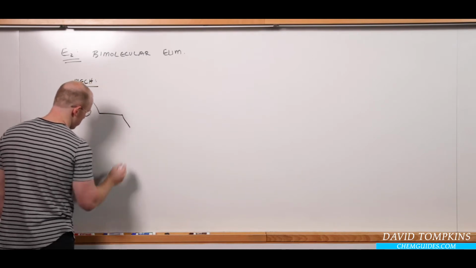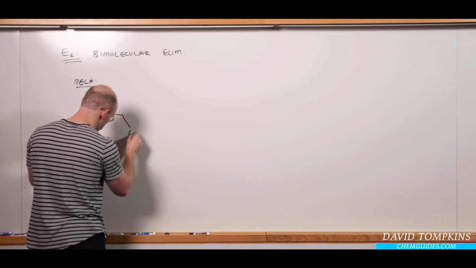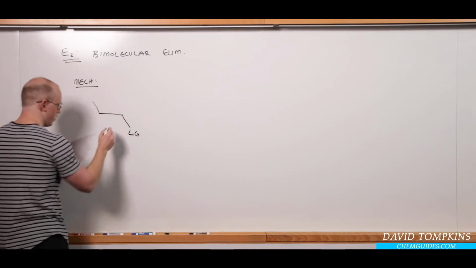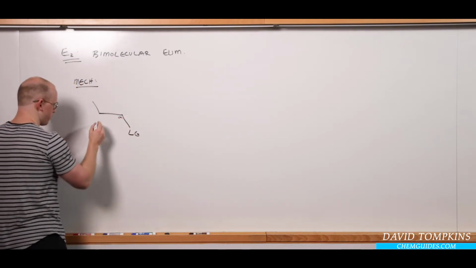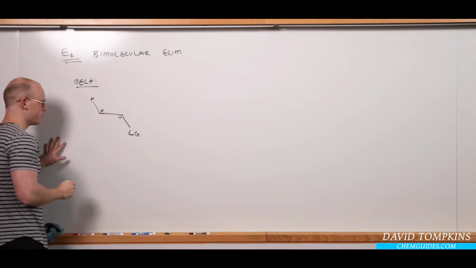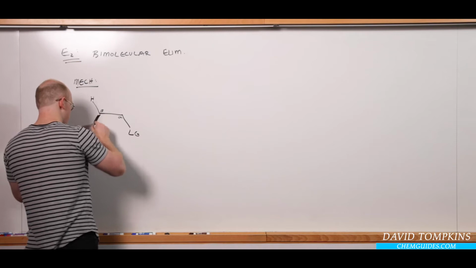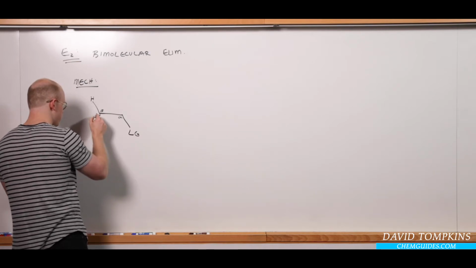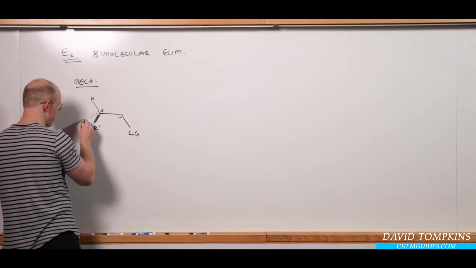In E2, similar to E1, you of course have a leaving group on a carbon we'll denote as the alpha carbon. A beta proton must be removed. And I'll add some other fictitious substituents so we can think about stereochemistry.